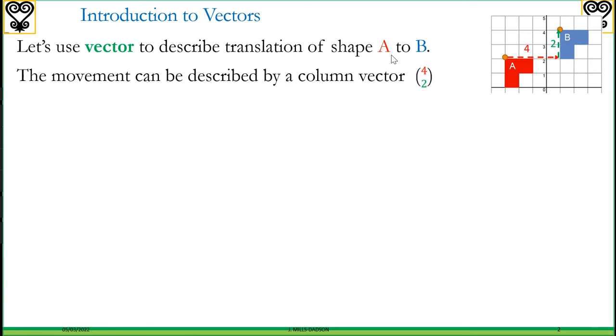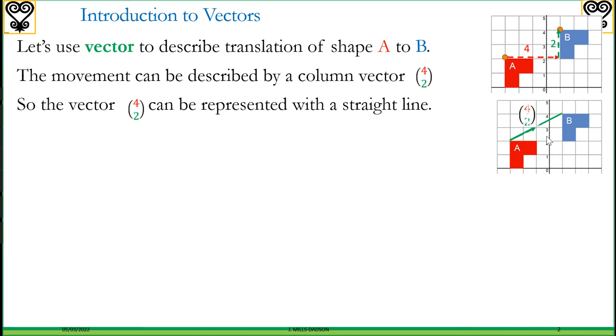Since we're talking about A to B, a line from this point on A to this point on B is what we call the vector 4, 2. And we said a vector has magnitude and direction. The direction is from A to B this way. If you want to know the magnitude, we use Pythagoras to work out the magnitude, which, if you're doing A level, they would talk more about. So this is what we call a vector.